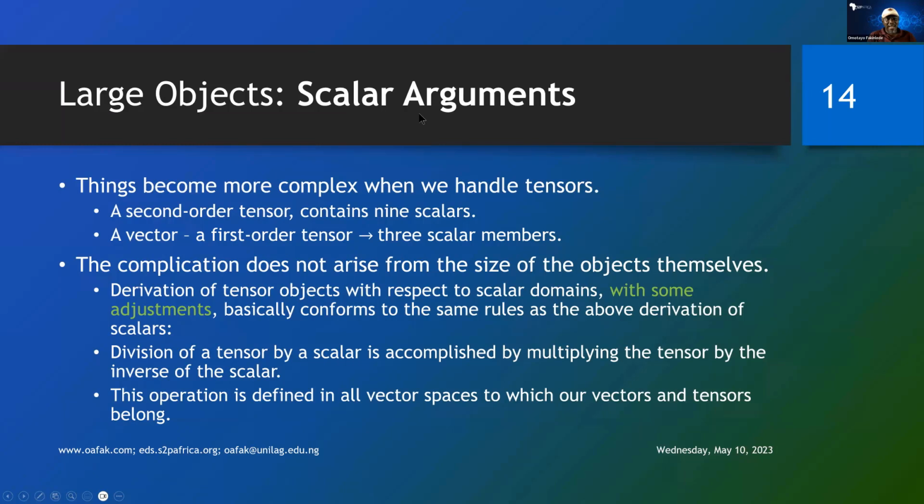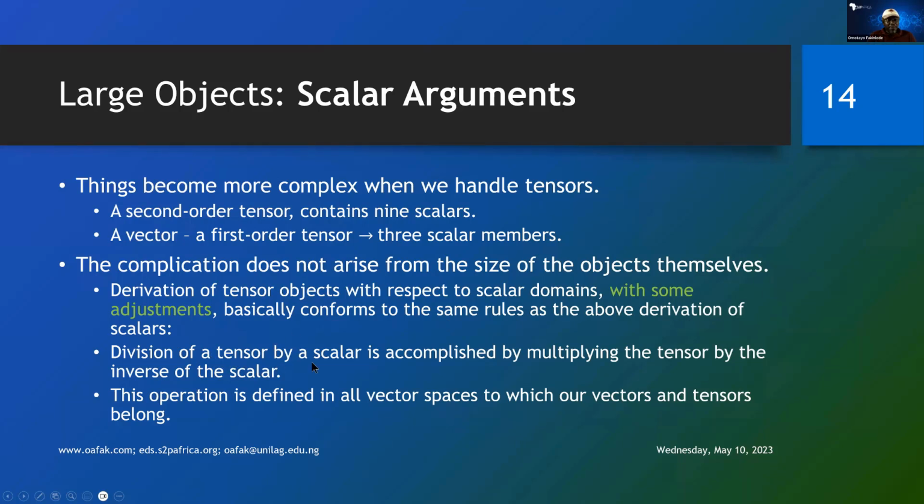Large objects, scalar arguments. Things become more complex when we handle tensors. A second order tensor contains 9 scalars. A vector contains 3 scalar members. The complication does not arise from the size of the objects themselves. Derivation of tensor objects with respect to scalar domains, with some adjustment, basically conforms to the rules of the above derivation of scalars.